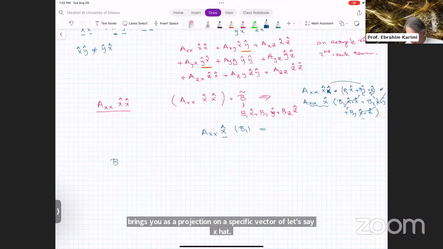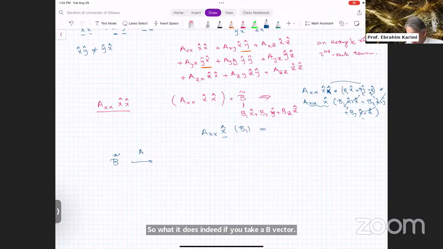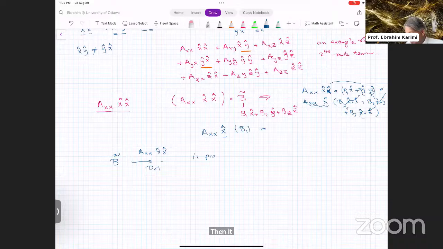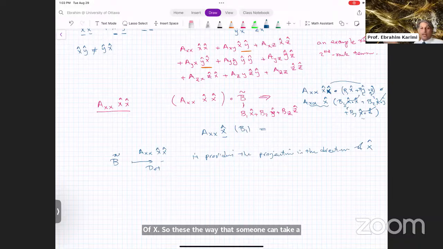So what it does, indeed, is that if you take a vector B and use A x-hat x-hat with a dot product, it provides the projection in the direction of x. This is the way someone can take a vector and bring it to another vector. That's the way you can take the vector of electric field and map it onto the vector of polarization, or take the vector of angular velocity and bring it to the vector of angular momentum. This is the way you can do the transformation of one vector to another vector.